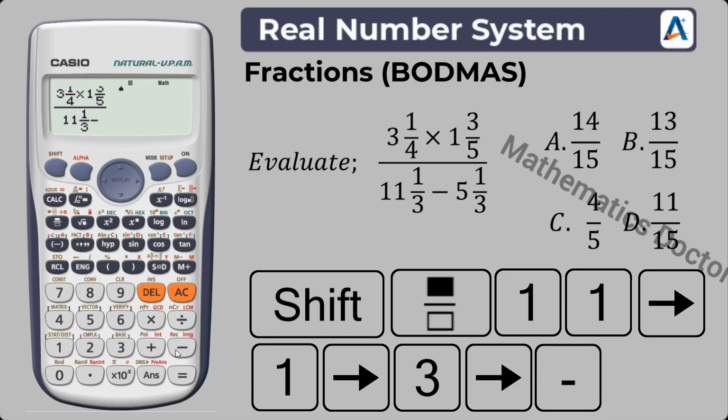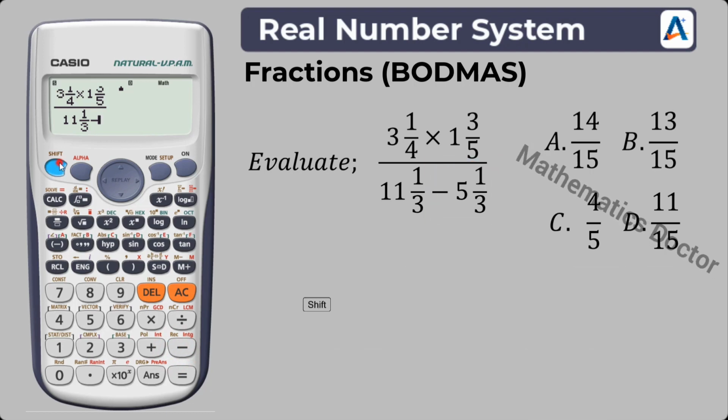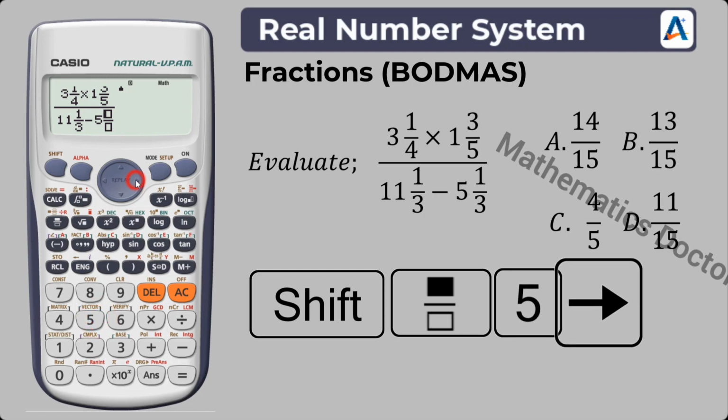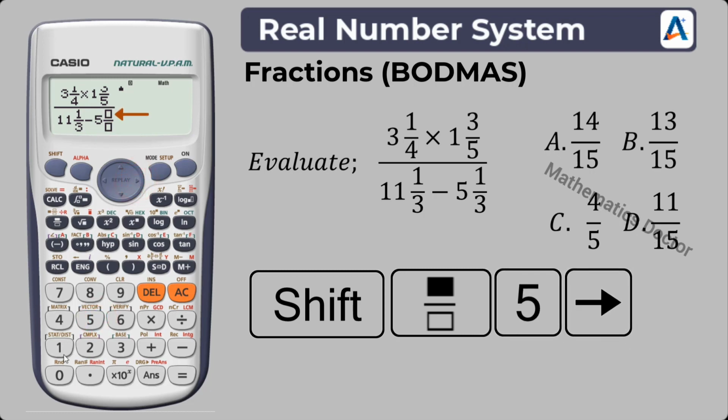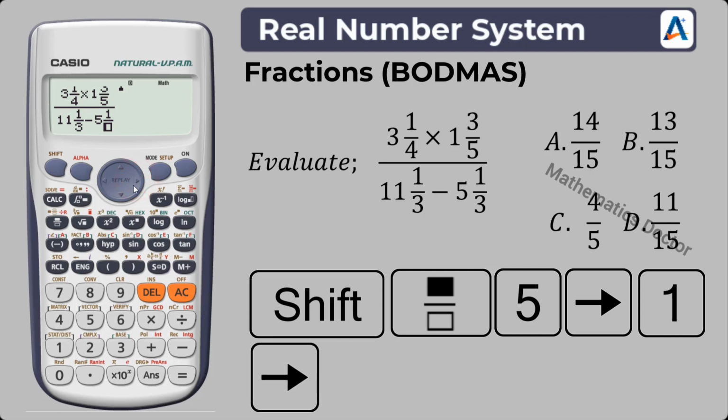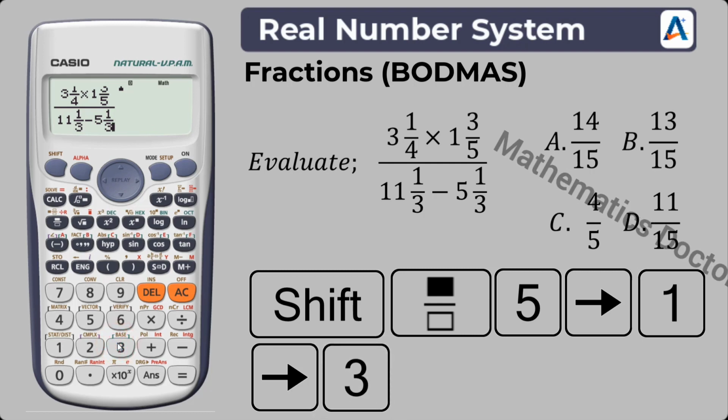Now the final fraction is a mixed fraction, so press the shift and the fraction key to give us the mixed fraction boxes. So we now have the mixed fraction boxes and the whole number is 5. The indicator blinks at the whole number side, so press 5. Press the arrow key to the right to take the indicator to the numerator where we have 1 as the number at the numerator. Then finally, press the arrow key to the right to bring the indicator at the denominator. That is the final one. And the final number there is 3. That is at the denominator. Now we have input the question nicely on the calculator.